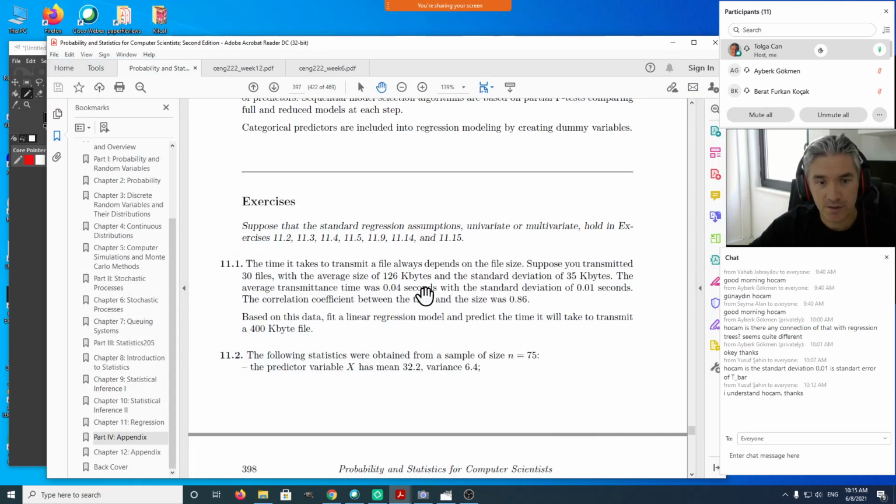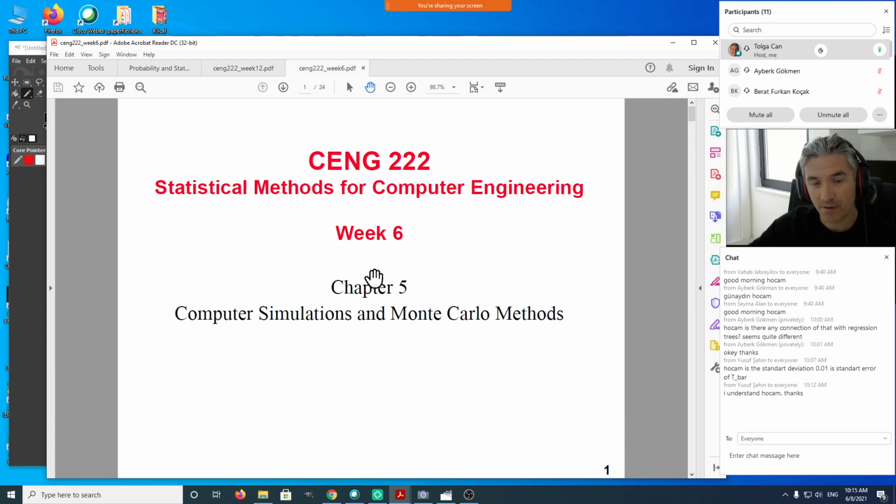I hope it's clear. Now this completely finishes chapter 11.1. And in this last 15 minutes, I'm going to do a small introduction to chapter 5, computer simulation and Monte Carlo methods.